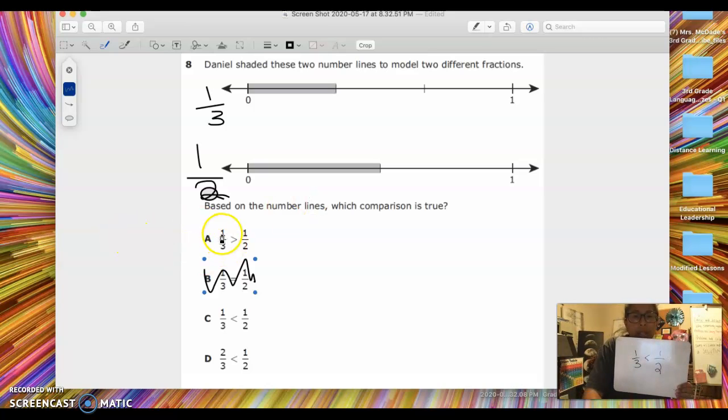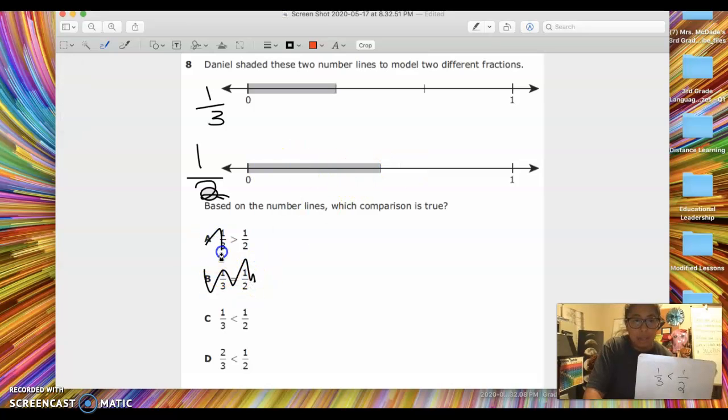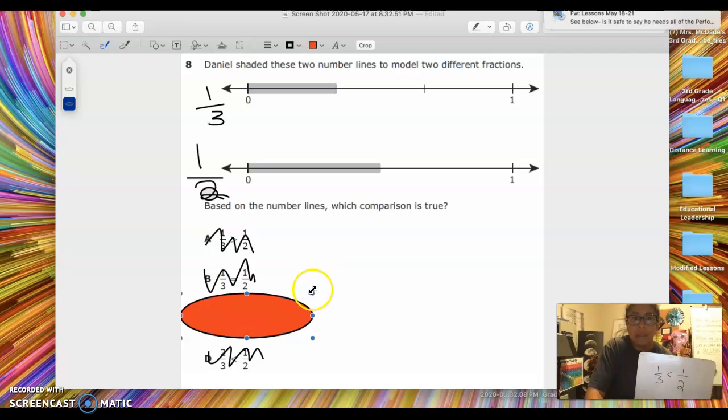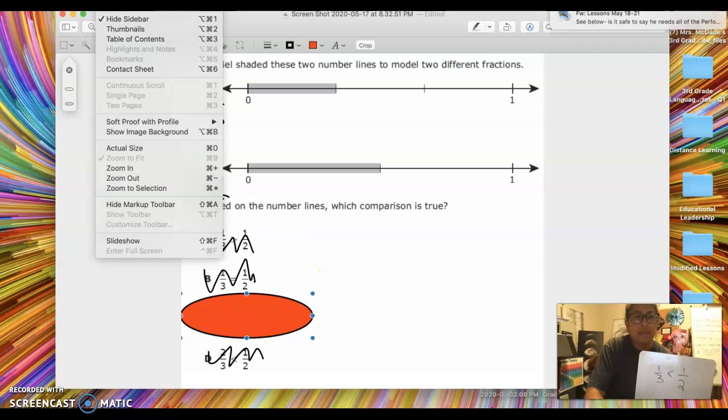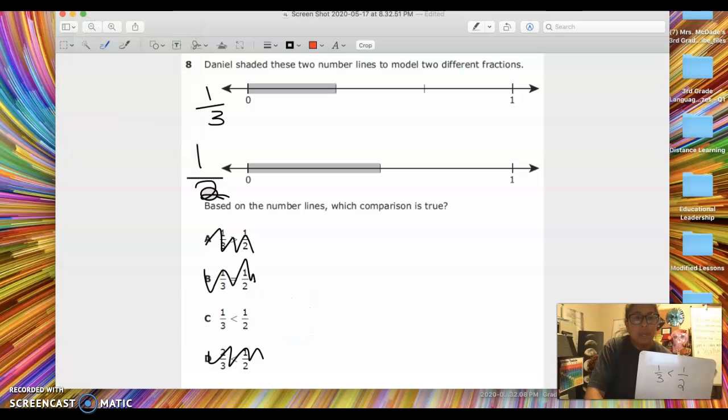Okay, so let's see, 1/3 is greater than a half. And so 1/3 is not bigger than 1/2, so that one's not right. This one says 1/3 is less than a half. And this one says that 2/3 is less than 1/2. We're not dealing with 2/3, so we're going to cross this one out. And that one's the correct one. So I know that C is my correct answer choice.